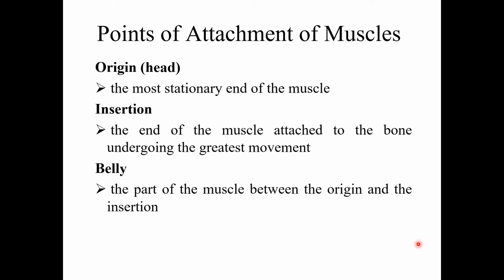Next, we have the points of attachment of muscles. We have the origin or the head, insertion, and the belly. Origin is the most stationary end of the muscle. Usually, it is the proximal extremities. Insertion, on the other hand, is the end of the muscle attached to the bone undergoing the greatest movement, usually the distal extremities. Belly is the part of the muscle between the origin and the insertion, which is usually the bulkiest part of the muscle.